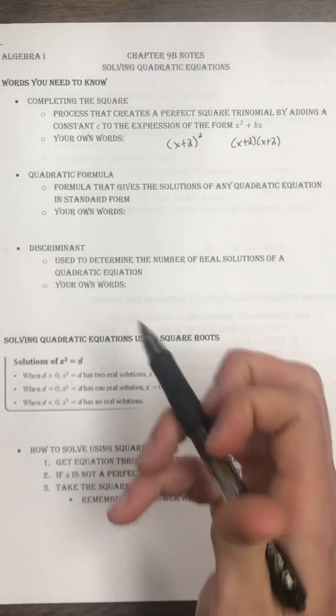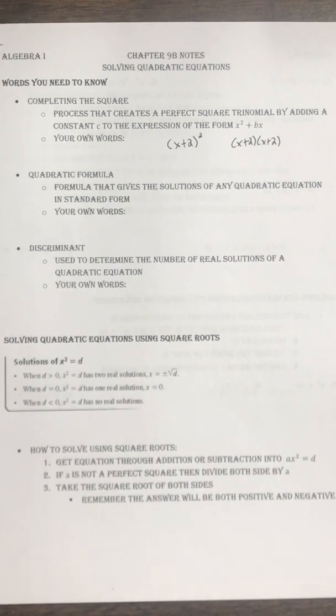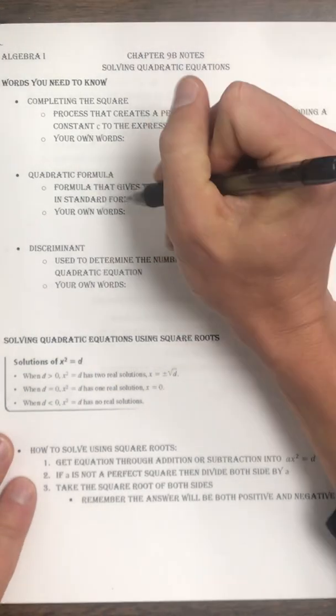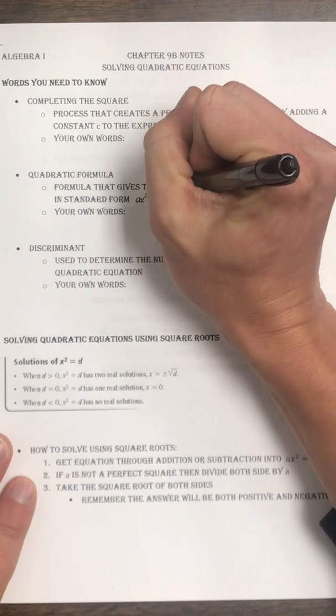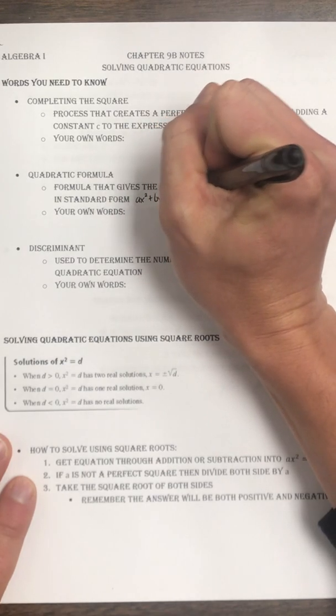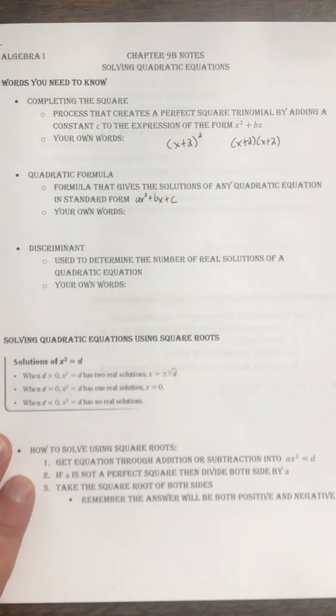The second term you're going to hear is quadratic formula, and this is simply a formula that gives solutions of any quadratic equation in standard form. So you can use this formula whether it's factorable or not factorable. Any quadratic equation in standard form, and remember, standard form is ax squared plus bx plus c, you can use the quadratic formula to solve it and come up with the solutions.